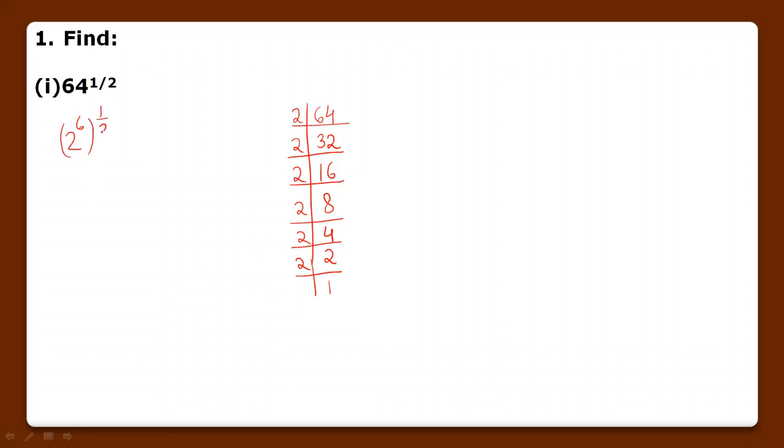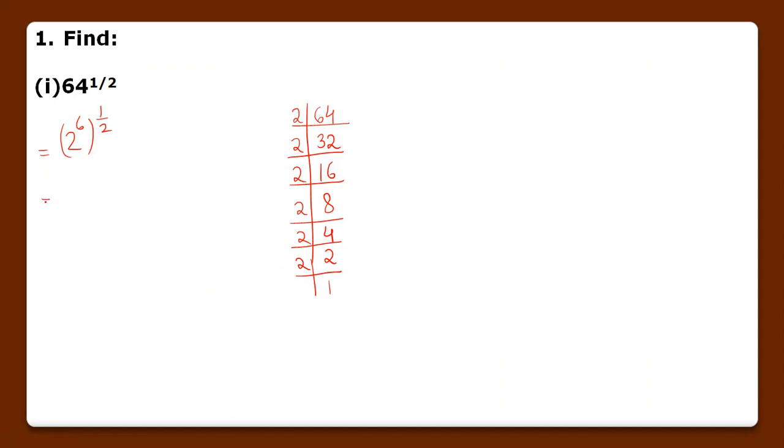To solve this, we have to do the prime factorization of 64. So let's do it here. We'll write 64. 2 times 32 is 64. In this way, we'll keep on dividing it by 2: 8, then 4. You must have learned this in previous classes also. So here 2 comes 1, 2, 3, 4, 5, 6 times. So 64 is equal to 2 raised to the power 6, whole raised to the power 1 upon 2.